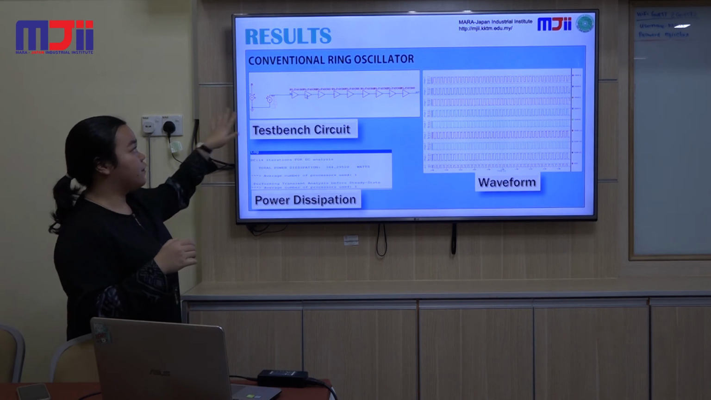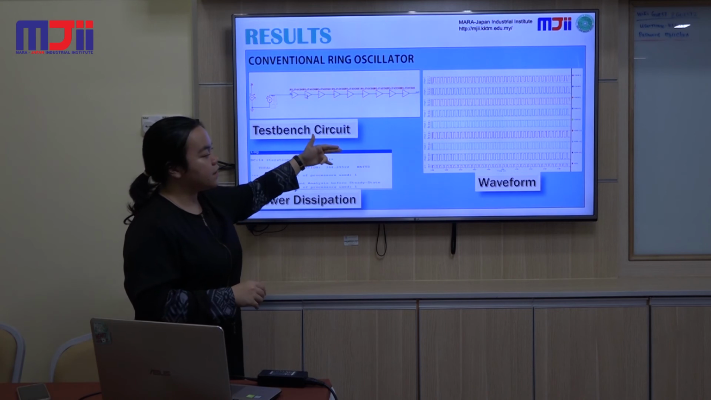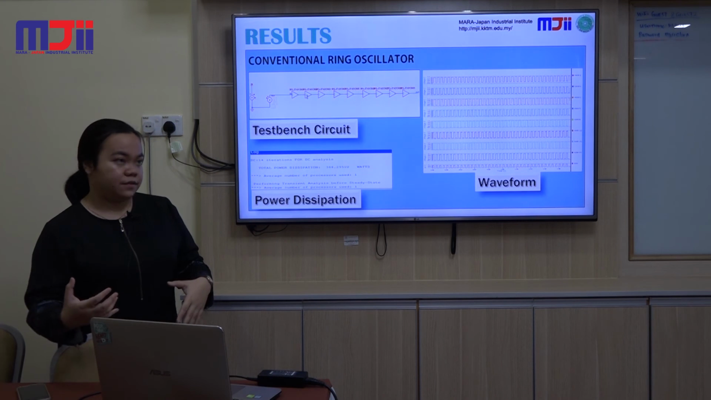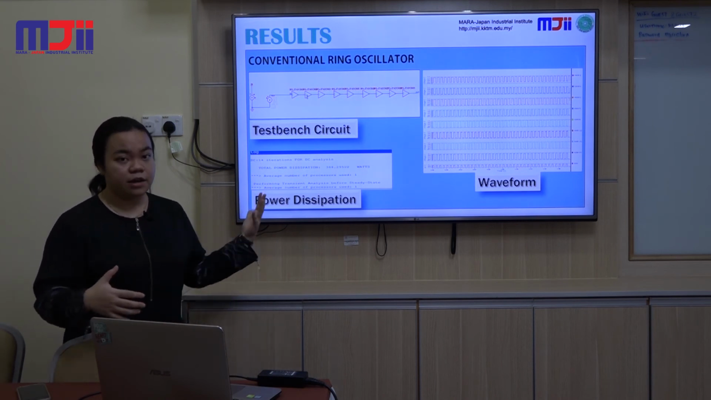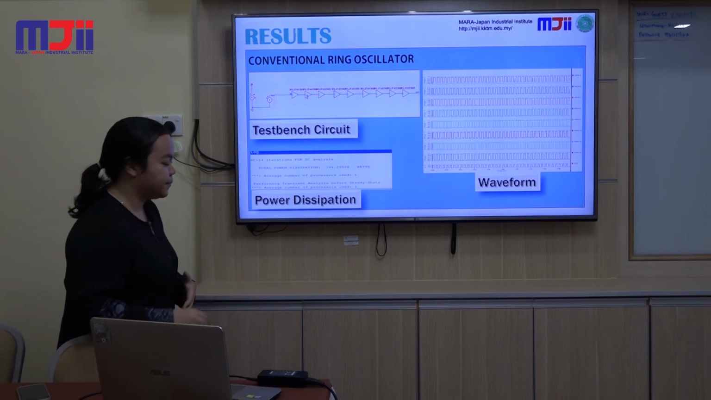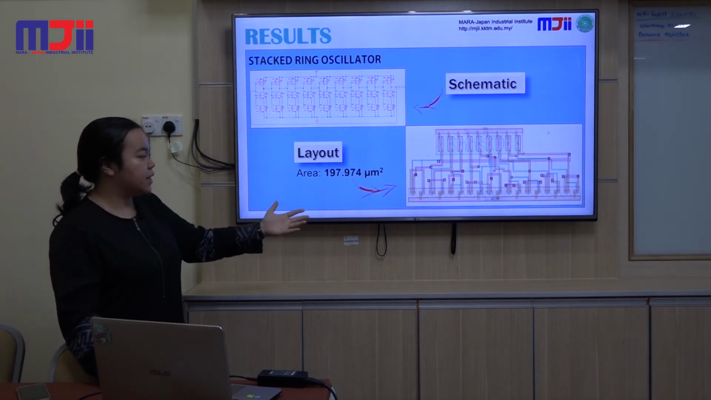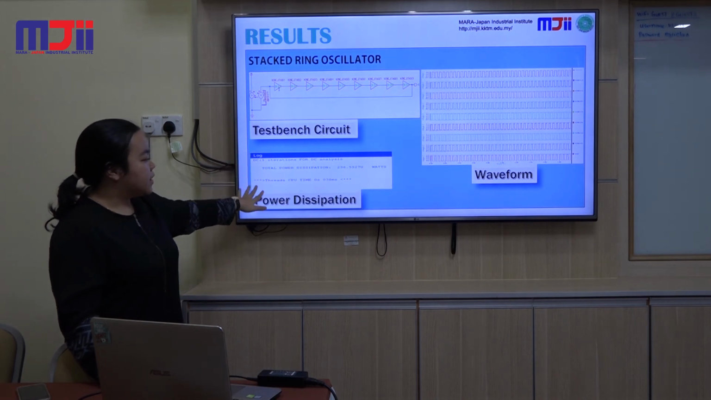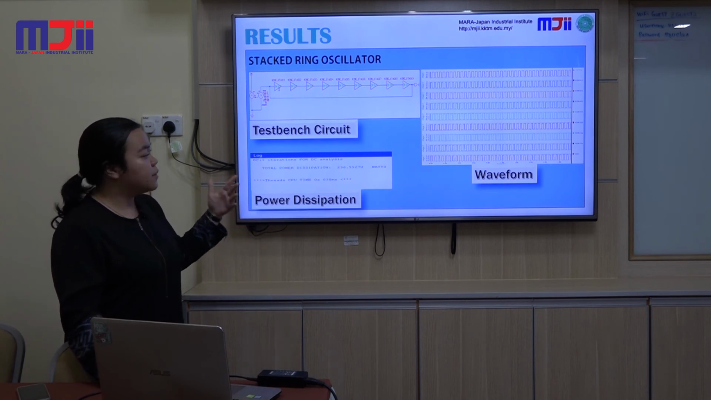As I've said, this is the conventional ring oscillator of 9 stages. So you can see in the waveform, there are 9 different waveforms, and this waveform obeys the truth table of the inverter. Once it obeys the truth table of the inverter, it means that my ring oscillator functions properly. Okay, and this is my stack ring oscillator. This is the schematic diagram, and this is the layout. Here's the test bench circuit as well, and this is my power dissipation, and that is the waveform. It's the same thing, and from this waveform I can analyze its frequency as well.